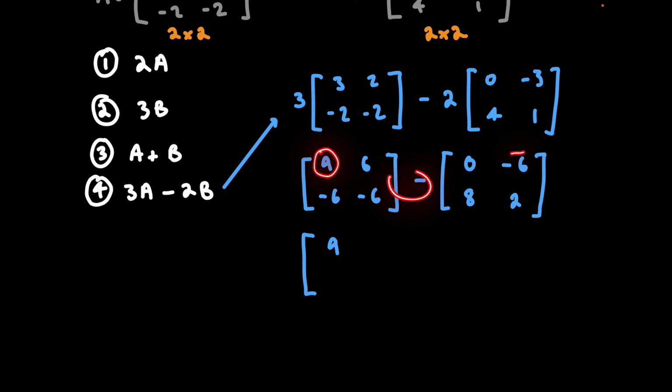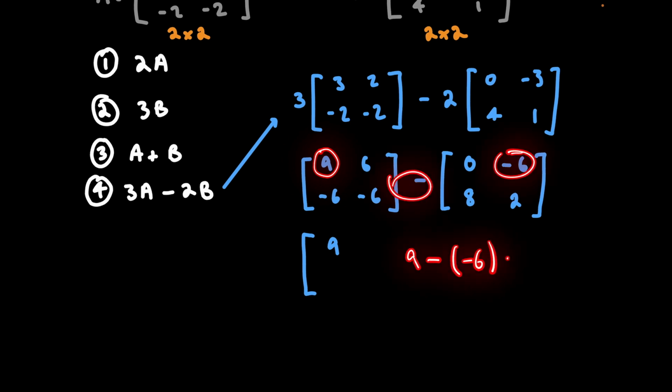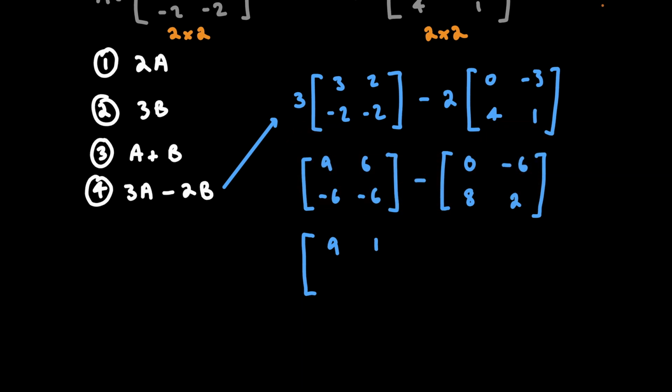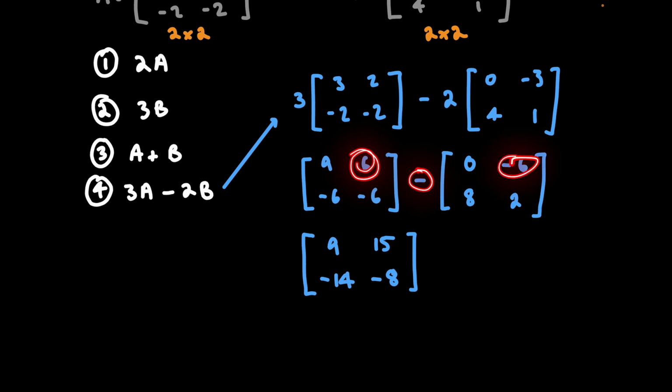9 minus minus 6, which trips up a lot of people. 9 minus minus 6 is the same as 9 plus 6, which is the same as 15. Minus 6 minus 8 is minus 14. And minus 6 minus 2 is the same as minus 8. And that is how, oh, I made a mistake here. It should be 6 minus minus 6, that should be 12.